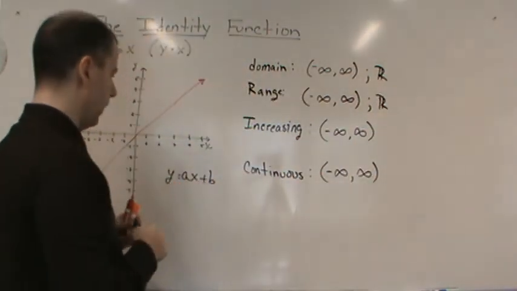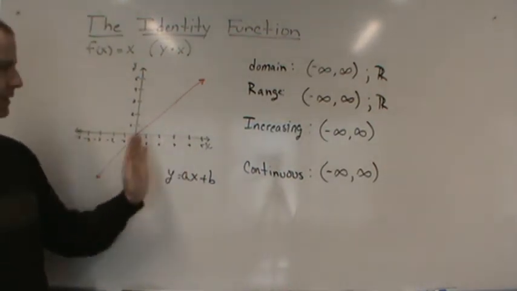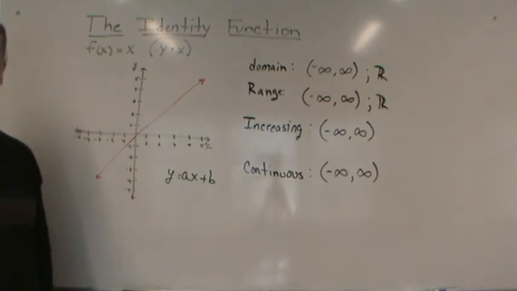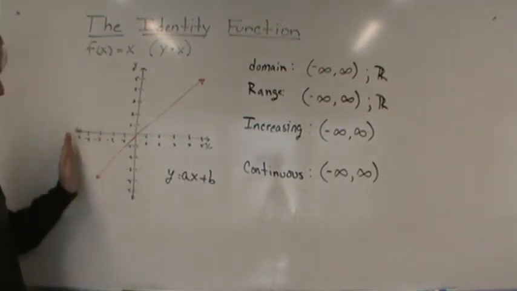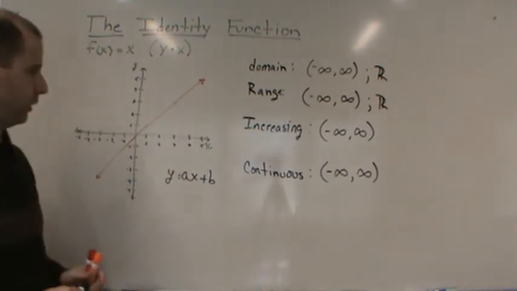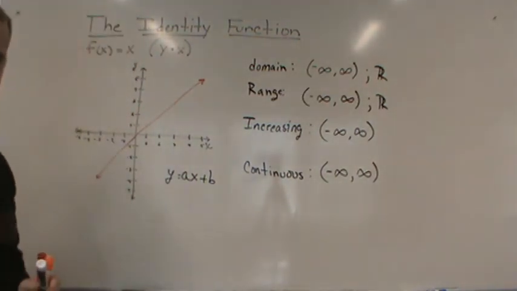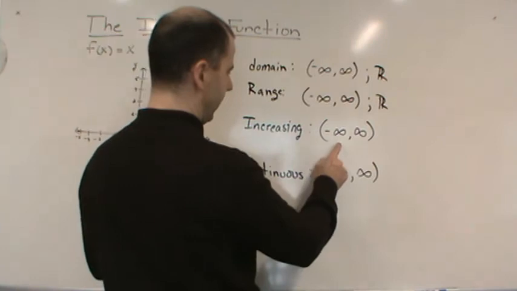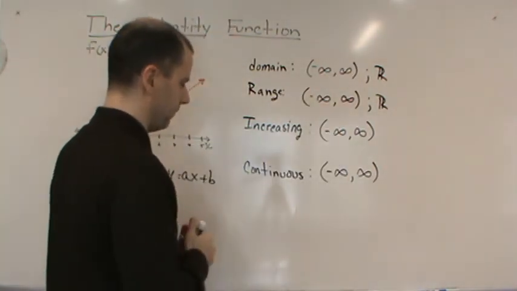Also, if you look at the basic function from left to right, it's increasing on the entire domain. For all values of x, the function is going up from left to right. So it's increasing on the entire x-axis. Again, remember, these are values of x, these are values of y, and these are values of x.